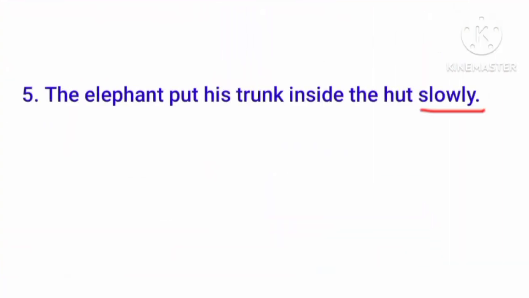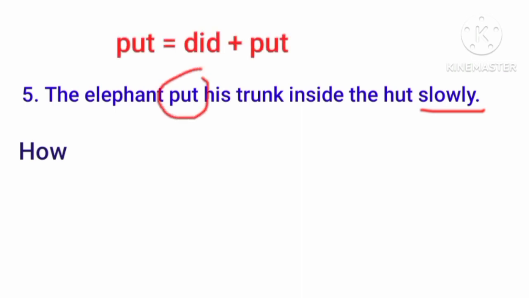The word slowly is an adverb and it suggests how an action has taken place. So our word is how. Next, we have to write the auxiliary verb. As there is no auxiliary verb, the word put is split into two parts. Did plus put, because it is in past tense.